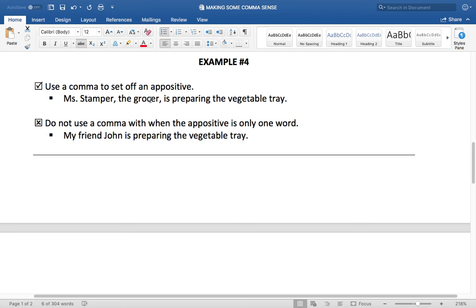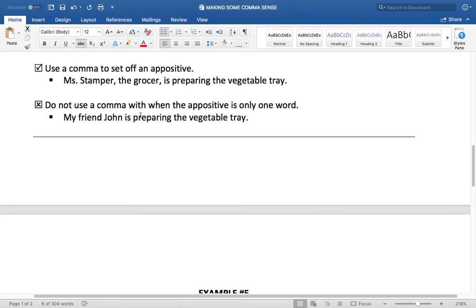All right, so we're going to move on then to example 4, which is the appositive. And you do want to use a comma to set off an appositive. So in my example here, "Ms. Stamper, the grocer, is preparing the vegetable tray." In this case, "the grocer" is a noun that provides a different renaming of Ms. Stamper. So in this case, you set the appositive off by commas.